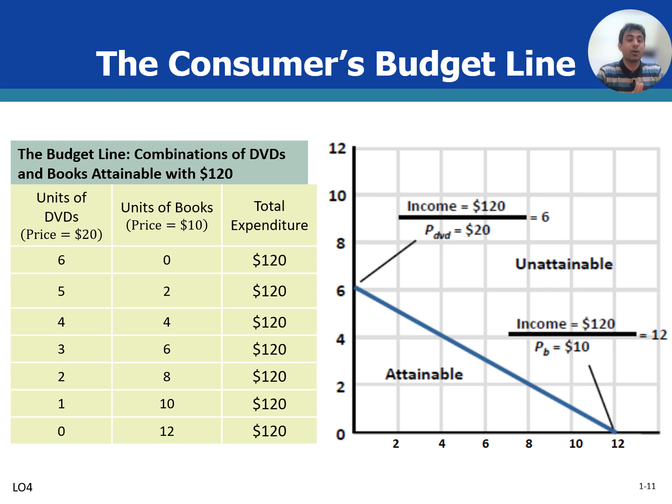So that's a trade-off. If you increase the number of books, you will have to give up the number of DVDs. If you increase the number of DVDs, you have to give up the number of books, because you have to make the choices within the available limit of your income, and your income is $120.